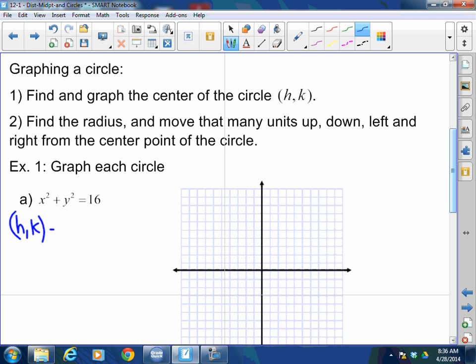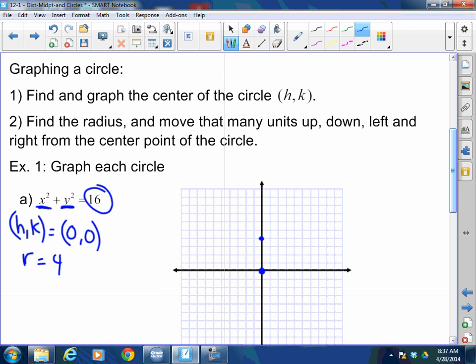In this case, 0, 0. Very good. What's being added to the x, guys? What's the h there? 0. What's being added to the y? So that's the k. So 0, 0. My r squared is 16, so what's my radius? 4. Because r squared is 16, right, guys? How do you undo a square? Square root it. Okay. So I've got up 1, 2, 3, 4.